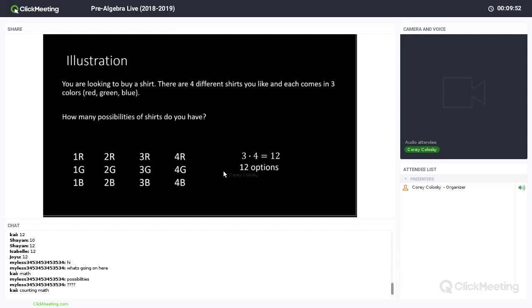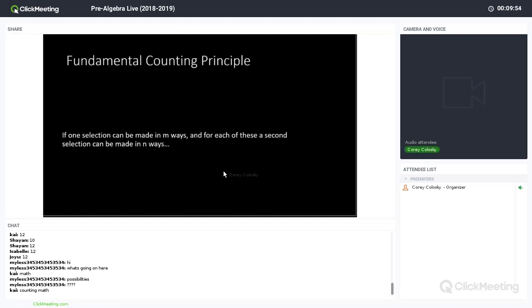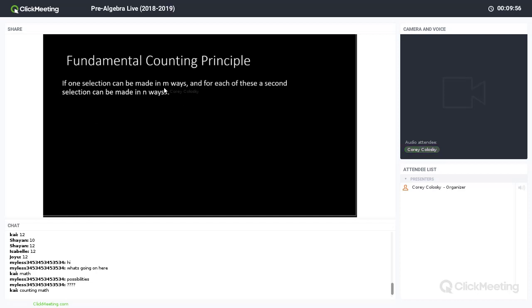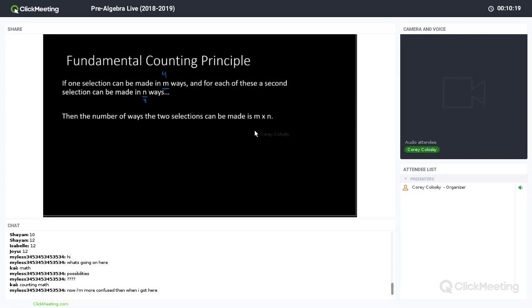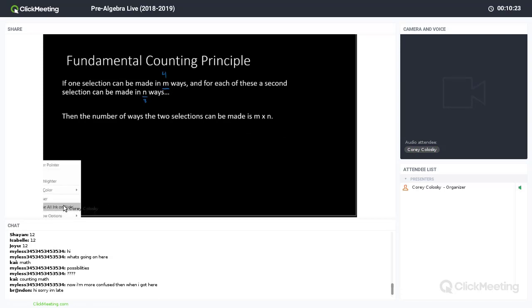What that says in math notation is, if one selection can be made in m ways, so in the last example, we had 4 different shirts, so 4 different ways we can make the first selection. And then for each of these, a second selection can be made in n ways. So n in the last example was 3, because we had 3 colors. Then you multiply those 2 numbers, m times n. In the last example, it was 4 times 3. Okay? So bottom line, you're just multiplying the numbers together.